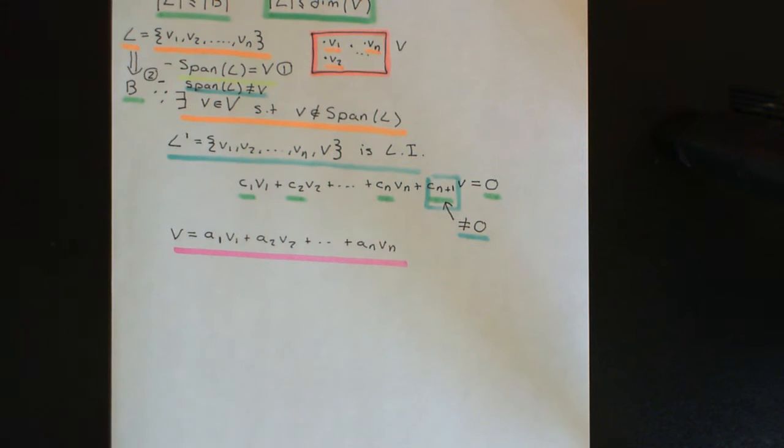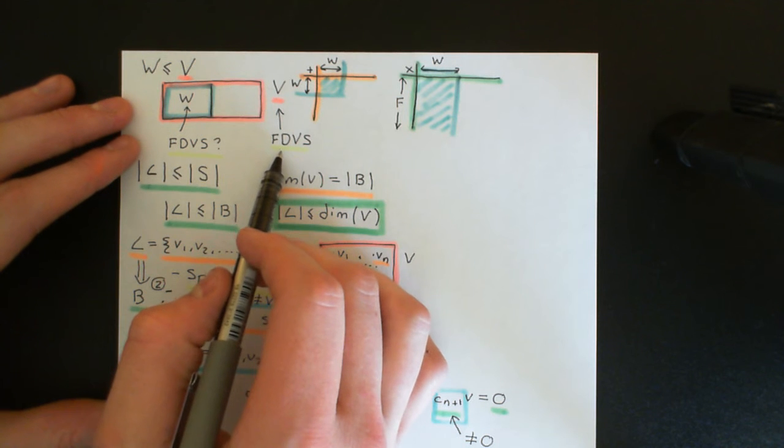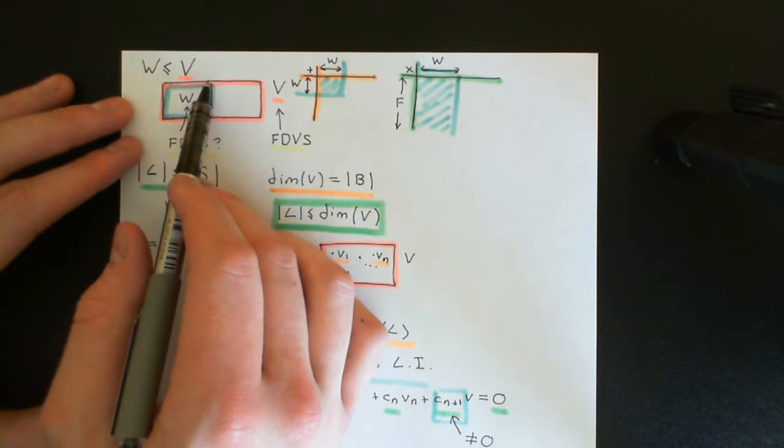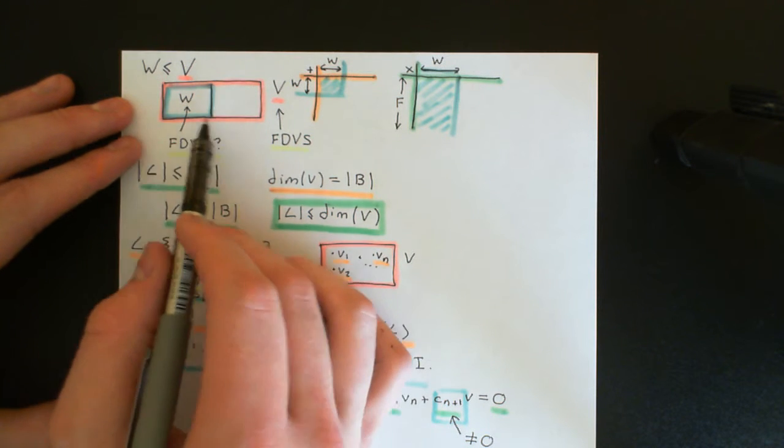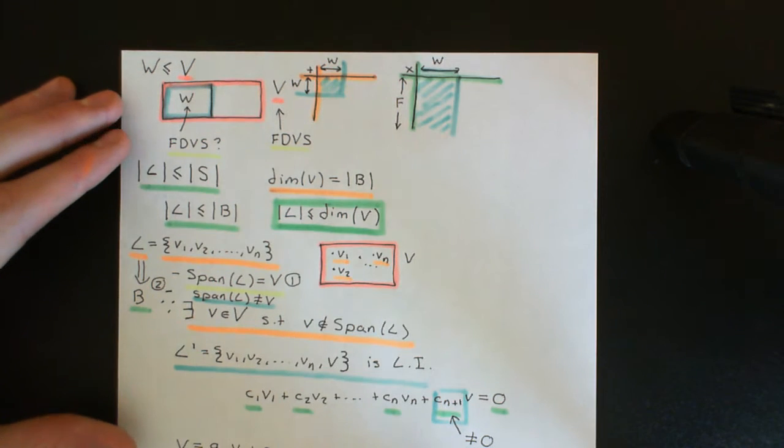Welcome back to this next video in which we're discussing finite dimensional vector spaces. Okay, so we're in the process of proving that if you have a vector space capital V, which is a finite dimensional vector space, and you have a subspace capital W of this vector space capital V, that this subspace is also a finite dimensional vector space.